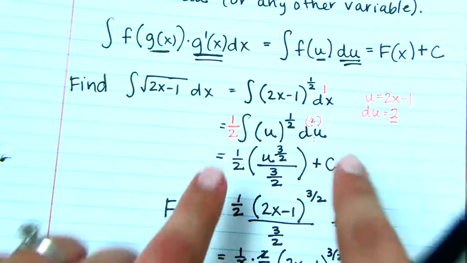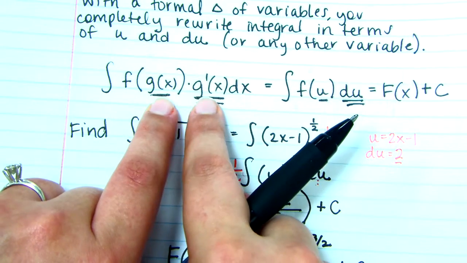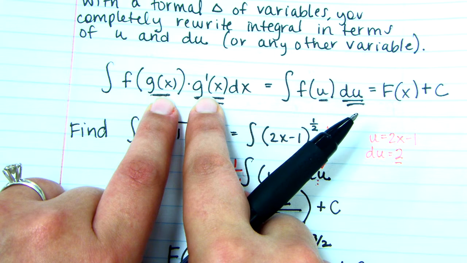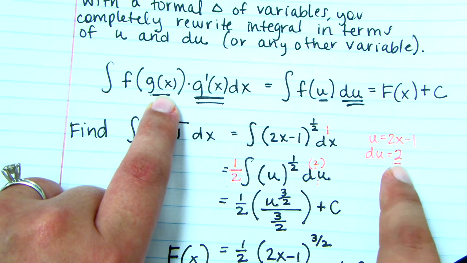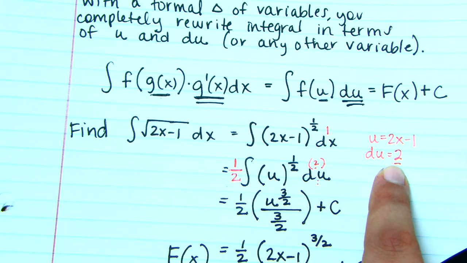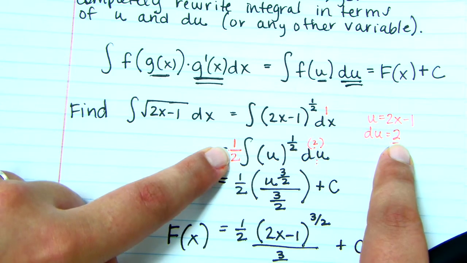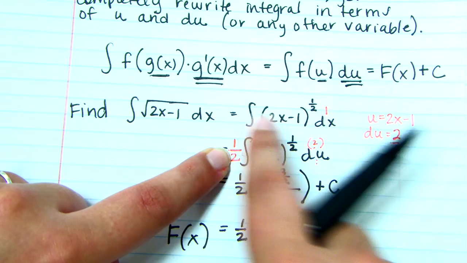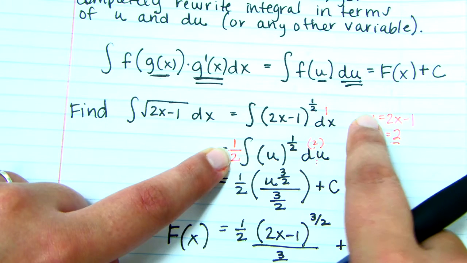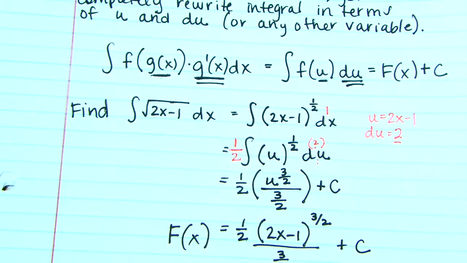But to complete the process using the pattern, I need the g prime to be exactly what my g prime is after I take the derivative of it. So if I'm missing a number, I fix it by putting the reciprocal out front. So if I'm going to let du be something that's not there, then I need to balance that with the reciprocal out front. Yes.